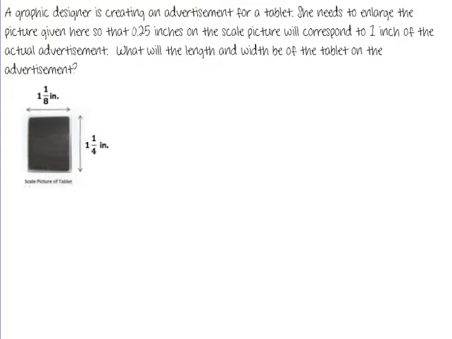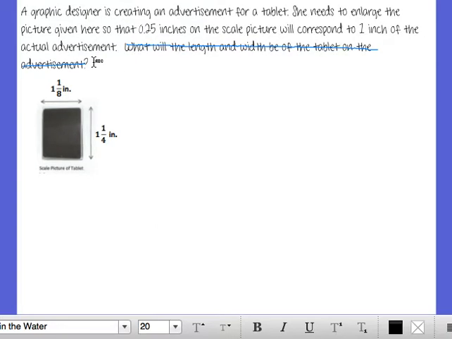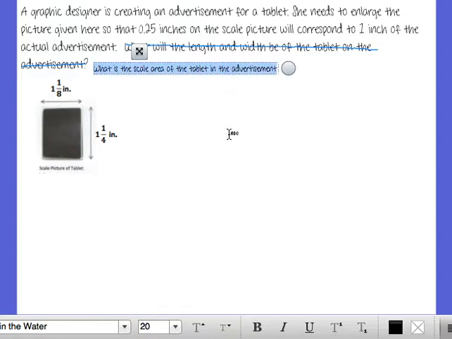In your second U-try problem, so that second U-try problem is using the same information and you need to change it. It's not asking what will the length and width of the advertisement be. I apologize, I didn't change that. It should actually say what is the scale area. So you're using that last part again. So the question should actually be, what is the scale area of the advertisement, or of the tablet in the advertisement?